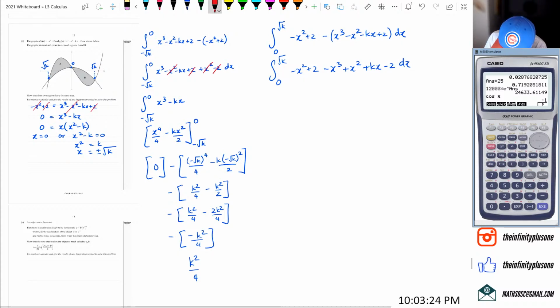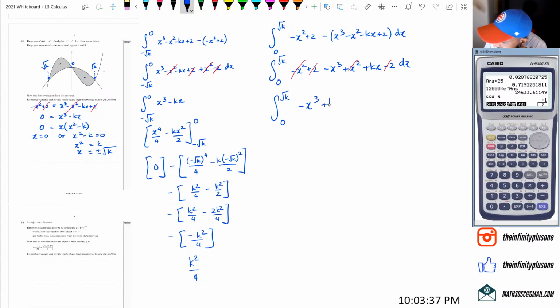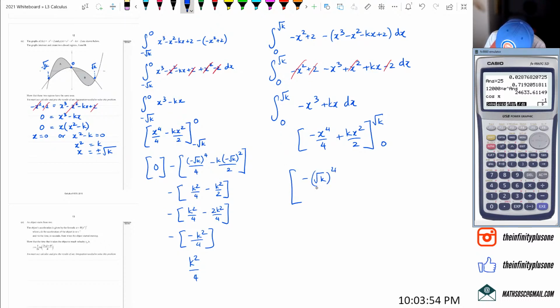Oh yeah, it'll cancel out. I know that for sure, but it's just annoying. The weird thing is you're getting the same equation, but just with a minus. So we've got negative x cubed plus kx dx. Integrated, we get negative x to the power of 4 over 4 plus kx squared over 2, between square root of k and 0. So we've got negative square root of k to the power of 4 over 4 plus k times square root of k squared over 2.